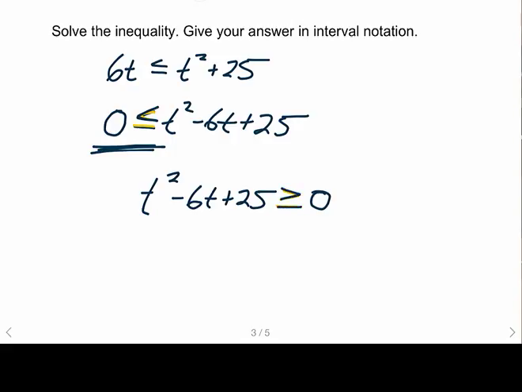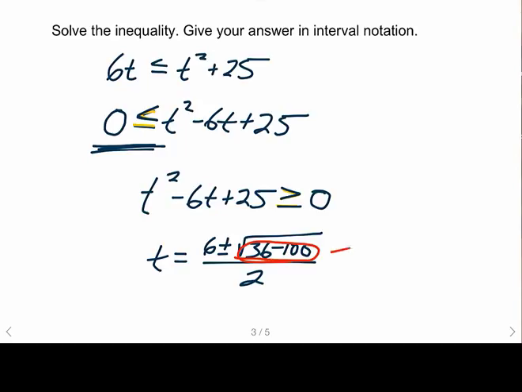Now, generally speaking, we said we're going to find zeros and pick test points. Let's try to find a 0. I'm going to use the quadratic formula. t is equal to 6 plus or minus the square root of 36 minus 100, all over 2. I can see that the discriminant, 36 minus 100, is negative, which means the solutions would be complex, and so the quadratic expression is never equal to 0 on the real numbers.